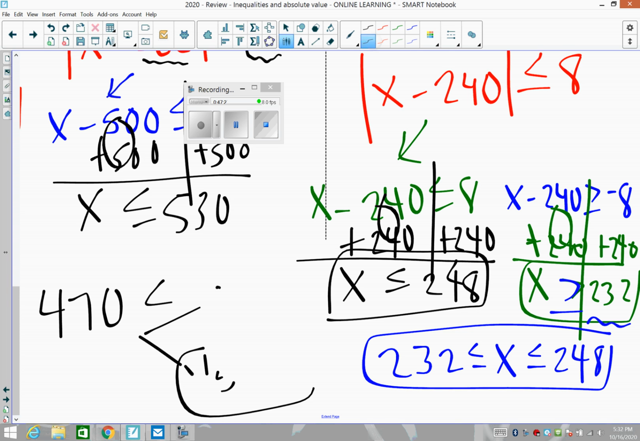Of course, the idea is that perfection lies at 240. That's perfect. But you can see we're 8 pieces of candy either way. So that is the entire unit review on inequalities and absolute value. This is a long one, but it is a super important one for future algebra courses.